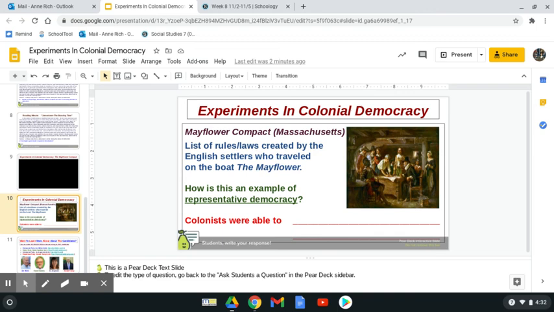Just like the folks in Jamestown, the people of Plymouth Plantation, or the people who arrived from the Mayflower Compact in what is now Massachusetts, have to work together to survive a very brutal winter that does involve some cases of starvation. They're going to set up the Mayflower Compact to protect them and to create a system of rules where everybody is going to have a say in how the government operates. How is this an example of representative democracy? Answer the following question and head to the next slide.